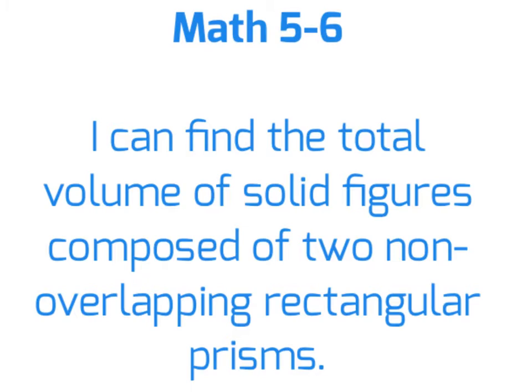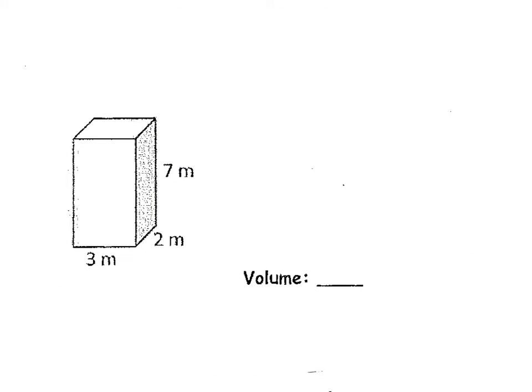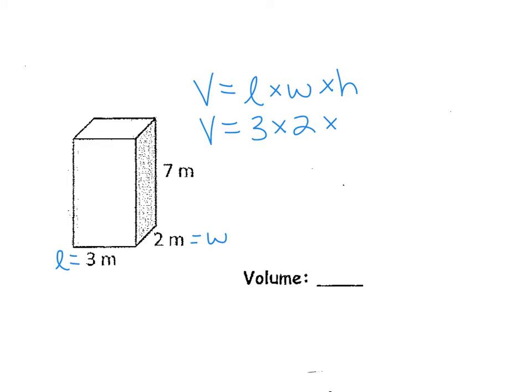Good luck! So for this first problem, we're just going to find the volume of a rectangular prism. We're not dealing with any non-overlapping objects. So my formula is volume equals length times width times height. My length is 3, so 3 times. My width is 2, and my height is 7.